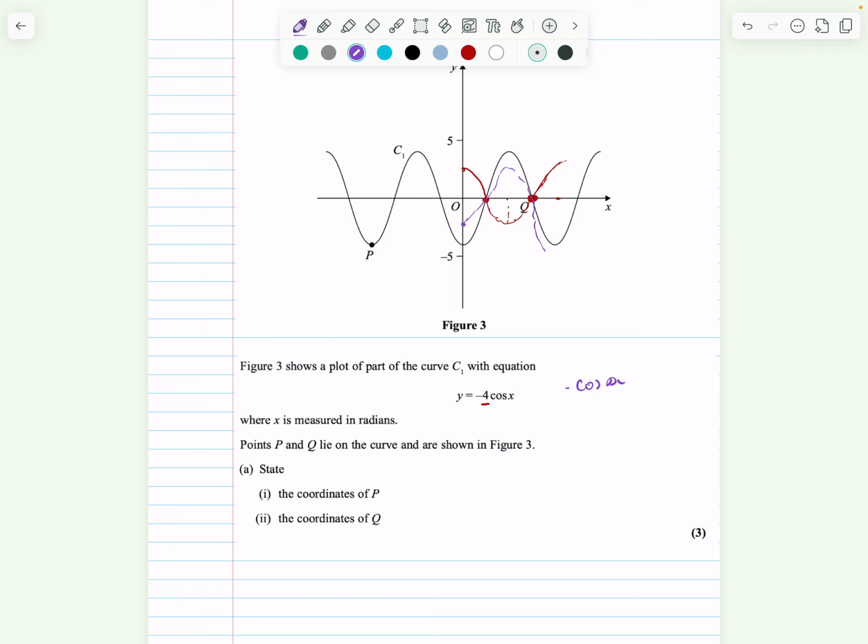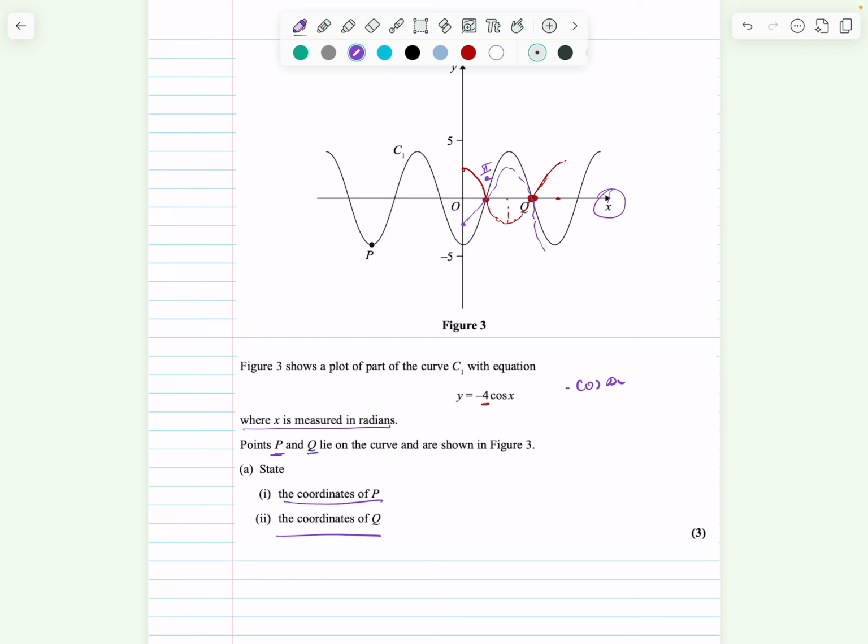Okay, so what they want us to do, by the way, x is measured in radians. So for example, the first intersection is going to be pi over 2. We need to find the points P and Q. Points P and Q lie on the curve. We need to find the coordinates of P and Q, which means we need to find both x and y.